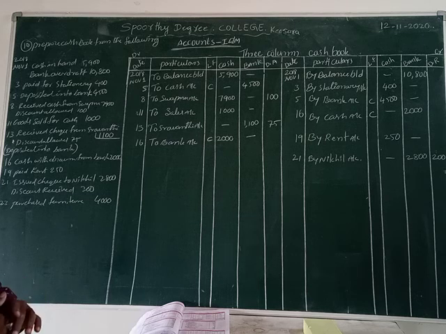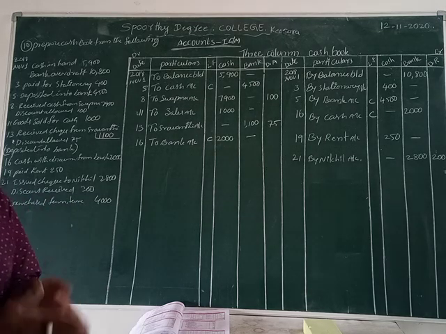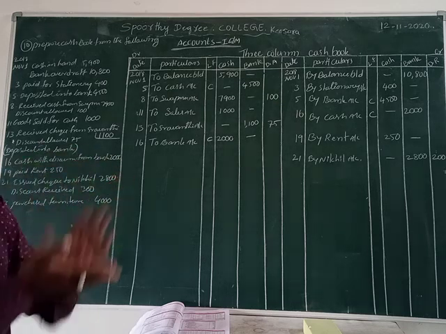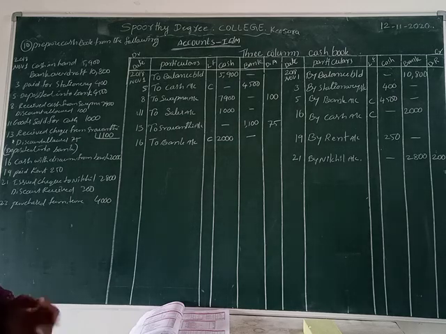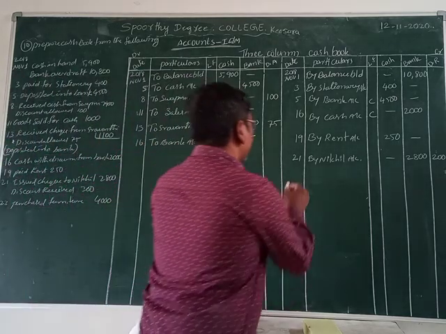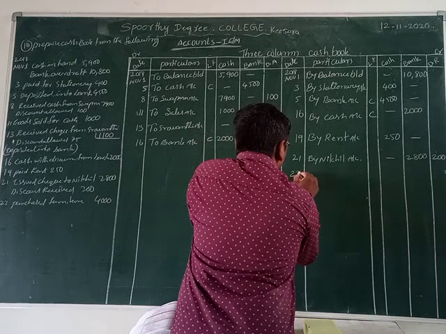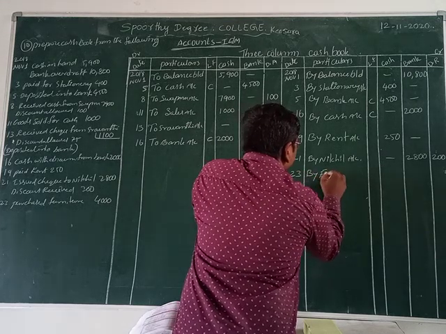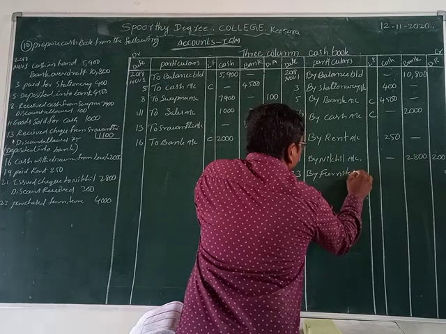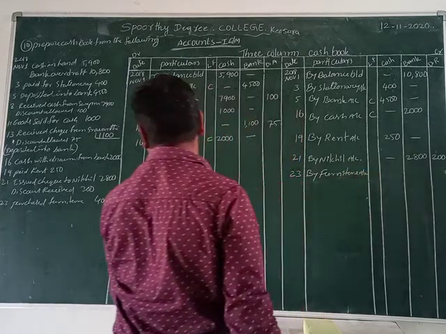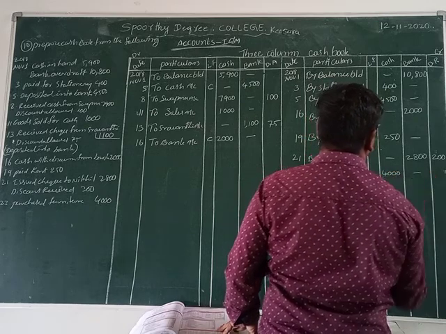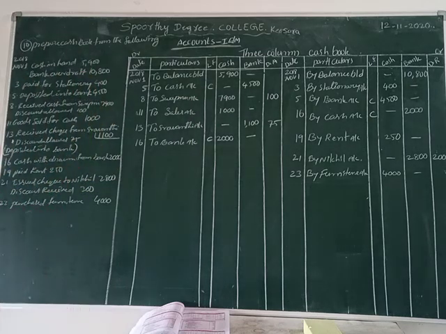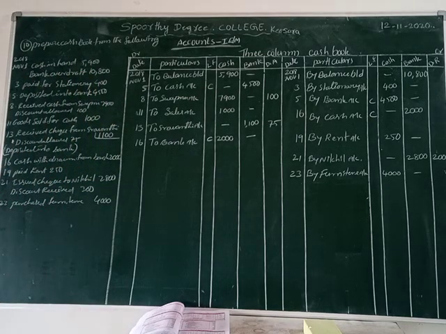So this time what goes out of the business? Cash goes out. Why? Because we purchased furniture and gave cash. So furniture comes in, cash goes out. That's why we record it on the credit side. On 23rd date by furniture account. The amount is 4,000 rupees in the cash column. So these are mainly cash transactions and bank transactions.